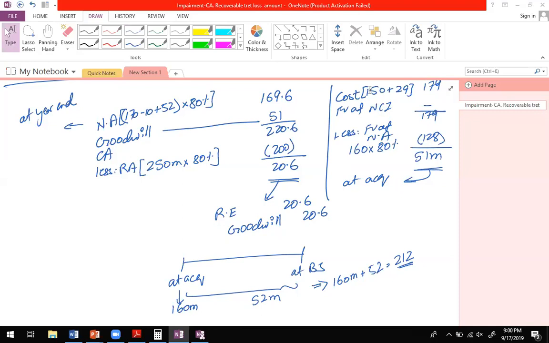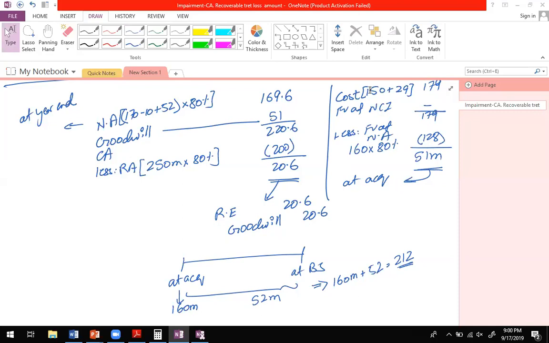So we can call this working 2, and working number 1 is the actual impairment loss. So we are going to show net assets of 160 plus 51 into 80%, and then we're going to write goodwill, which we have already calculated in working 2, the carrying amount less the recoverable amount of $250 million into 80%. So this is the entire working that we need to show in the exam.